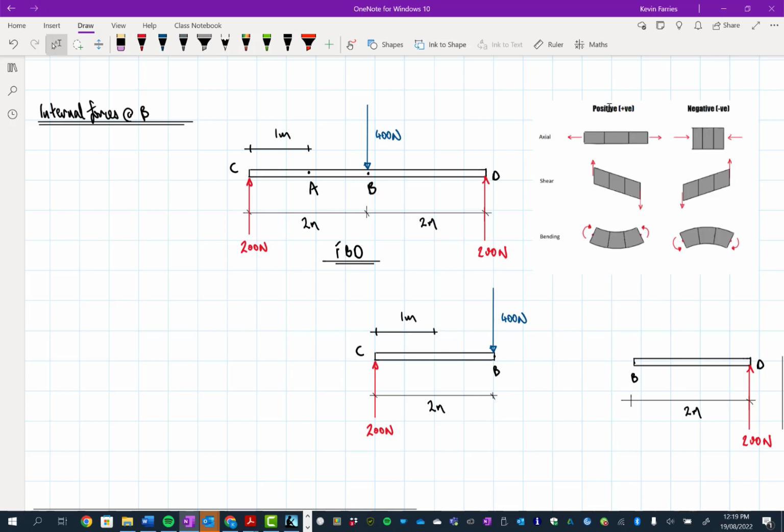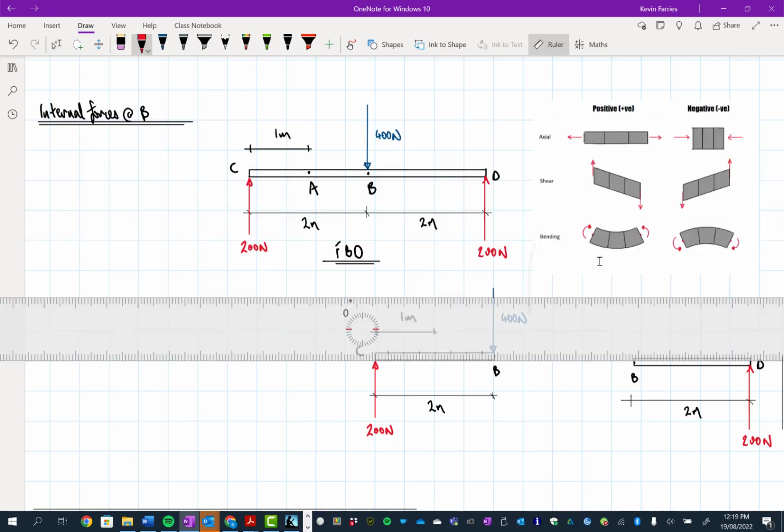We draw on those forces, making sure that we're putting them on so that we would get positive axial force, shear force, and bending moment. So that's how we're deciding which direction to draw them in. If we work through and get a positive answer, it would be positive. If we get a negative answer, then we've drawn it the wrong way around, and it should have been the other way around, so it would be negative. It just comes out in the wash if you do it this way. So let's have a look at that.